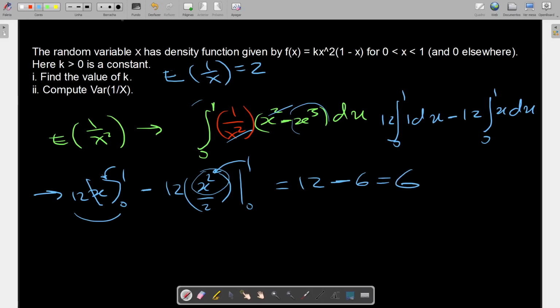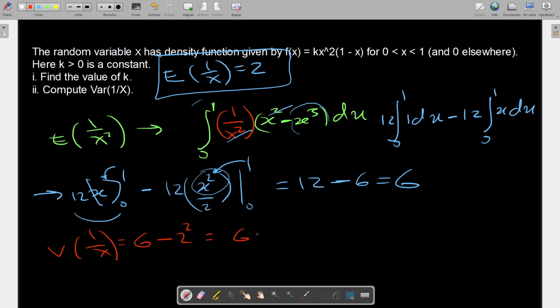Therefore, when we are taking this second expression and plugging in all those numbers, we're going to get the variance of 1 over x is equal to the first element that we already got, and we start off with this second element, minus the first element squared. So this is equal to 6 minus 4, which is equal to 2.